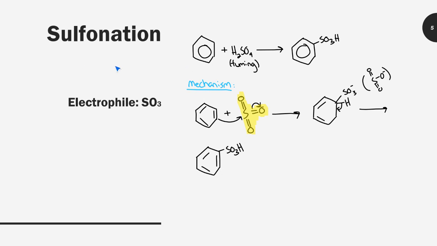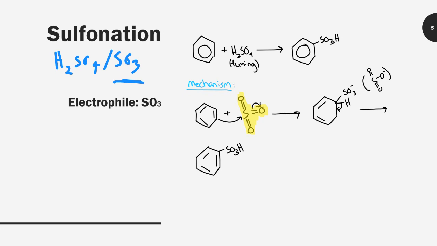So, sulfonation. Our general reaction is we want to add this sulfonic acid group to the ring, and we do that by reacting benzene with fuming sulfuric acid. So we have sulfuric acid, but it has SO3 in it. That's what fuming means. It just has this compound in the sulfuric acid.